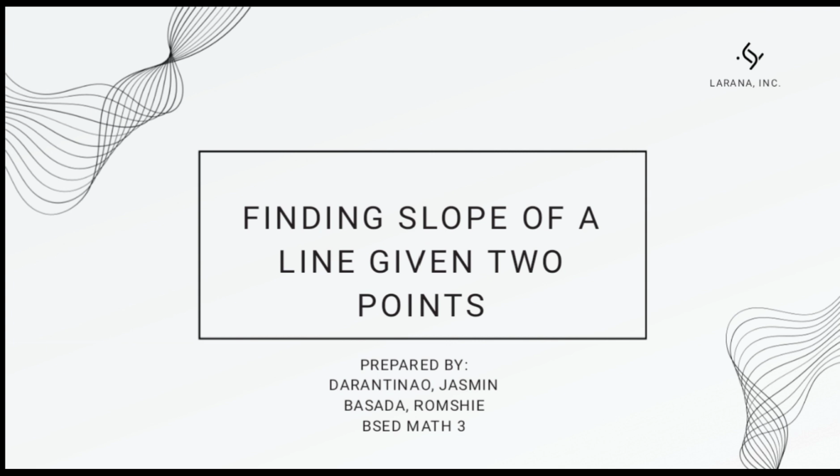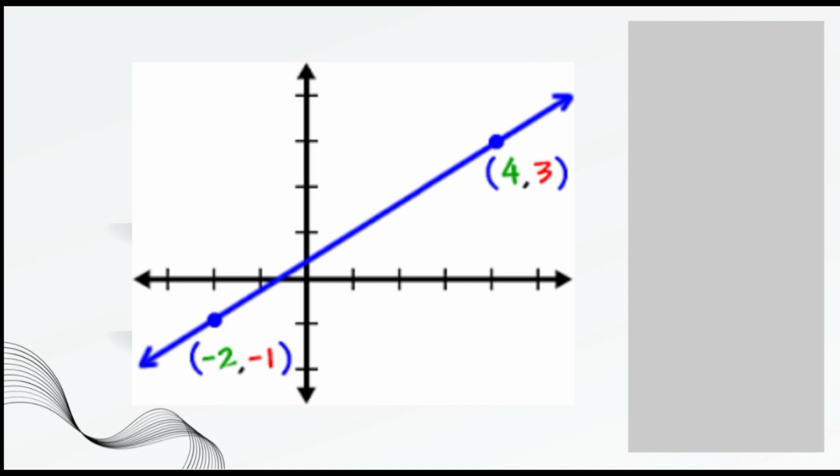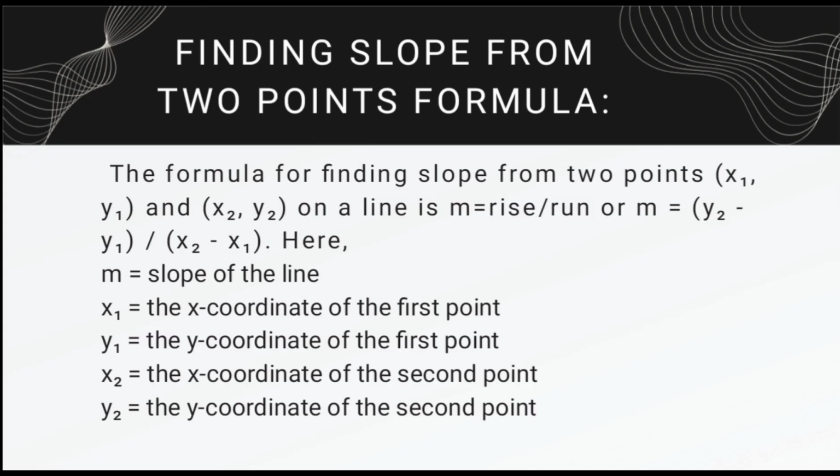We're going to talk about how to find the slope of a line given 2 points. These pictures show the slope of a line with 2 points. In finding the slope of a line given 2 points, we're going to use the formula y sub 2 minus y sub 1 all over x sub 2 minus x sub 1.